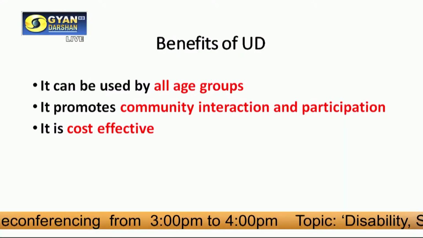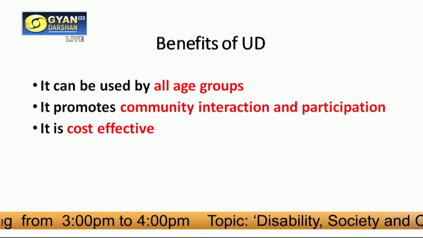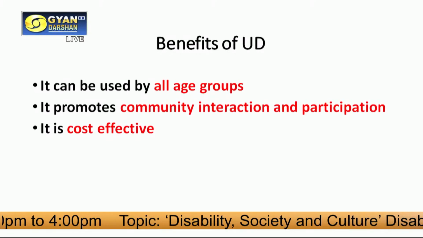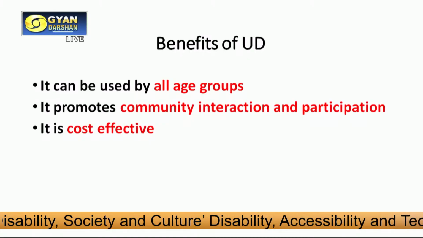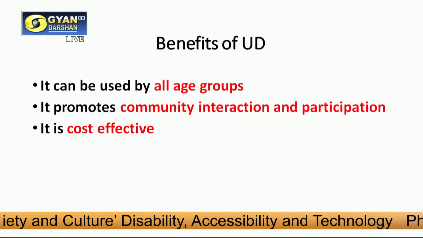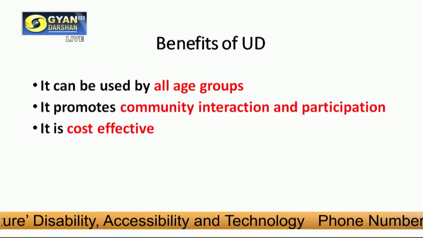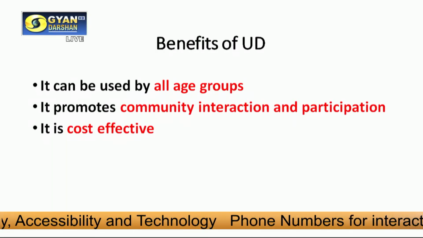Now, what are some of the benefits of universal design? Universal design is something that can be used by all age groups. It promotes community interaction and participation, and in the long run, over a period of time, it also becomes cost effective. So let me give you a simple example.